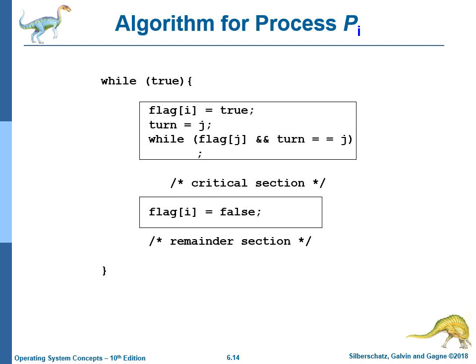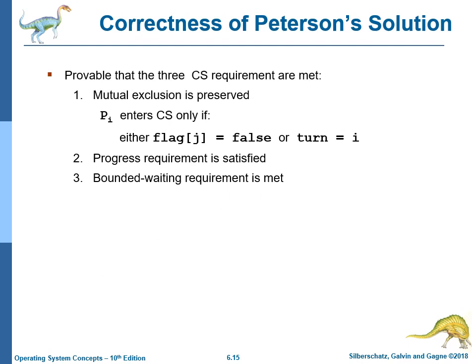Now we can prove that this solution is correct. Peterson's solution meets the three critical section requirements. First, mutual exclusion is preserved, where a process enters its critical section only if flag[j] is false or turn equals i. The progress requirement is satisfied, and the bounded waiting requirement is also met.